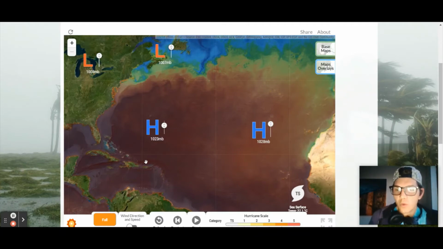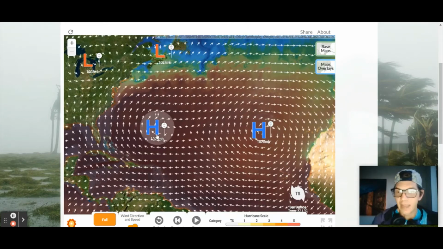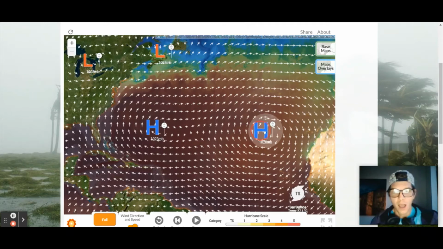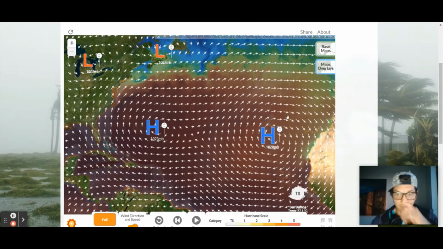Just one more thing to note with this interactive before we go into the future sections is the wind direction. So remember that high pressure and low pressure systems are going to influence where this storm goes. So the air around a high pressure system is going to go clockwise, and around a low pressure system, we're going to see it moving counterclockwise.